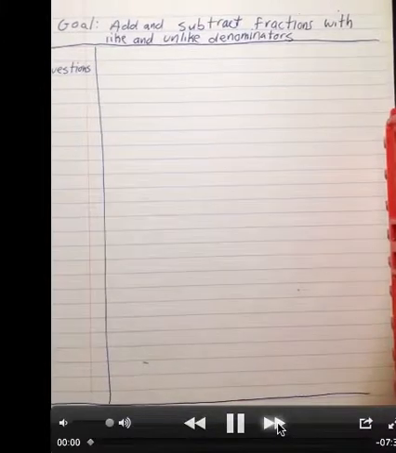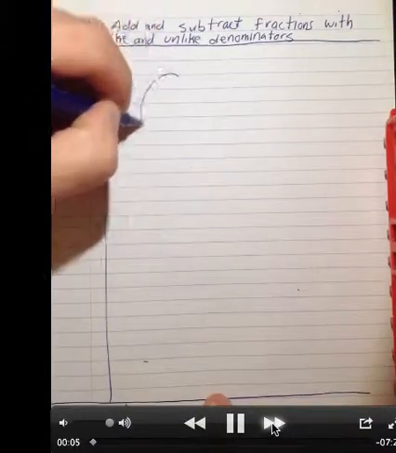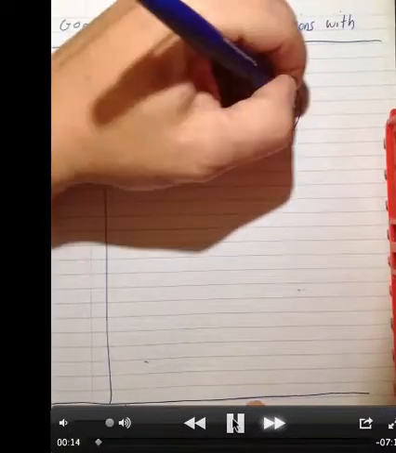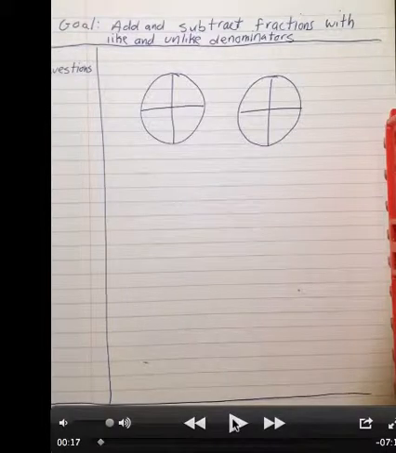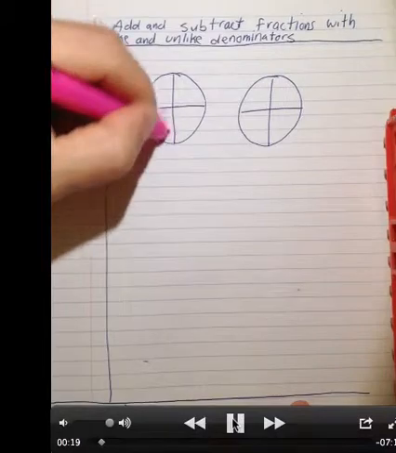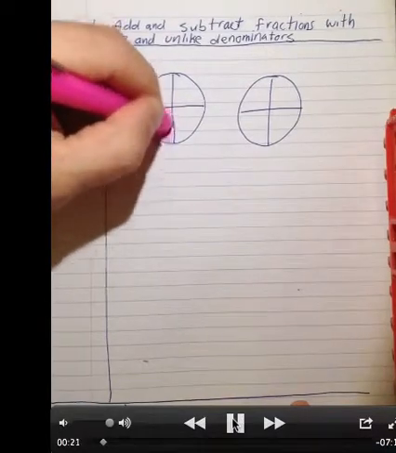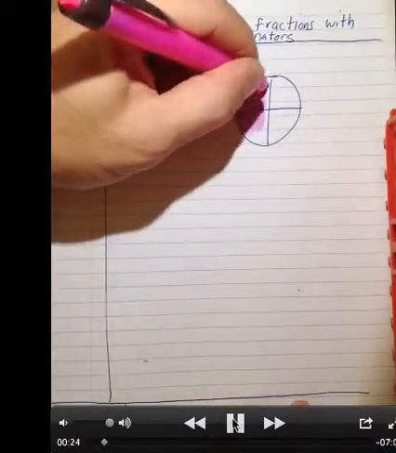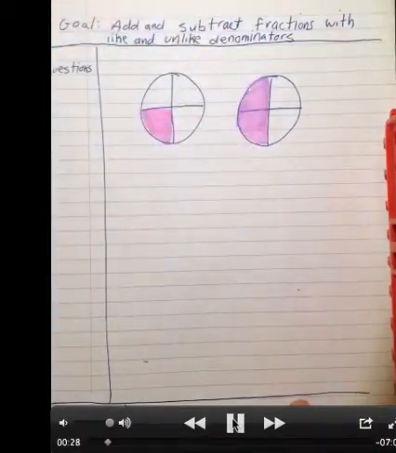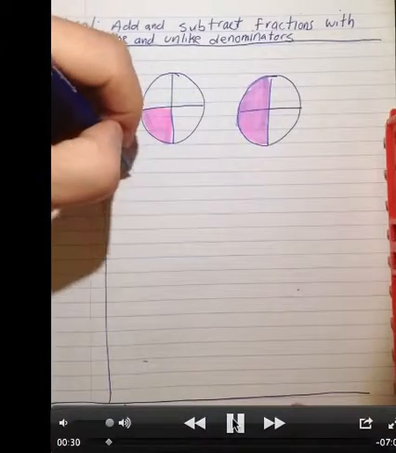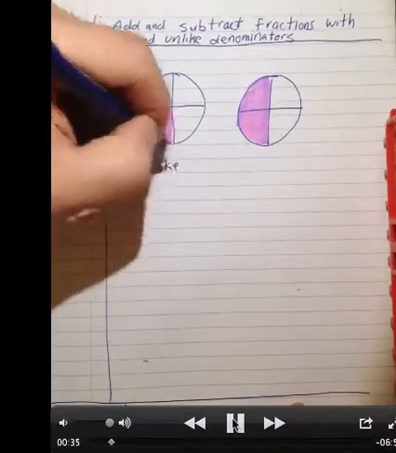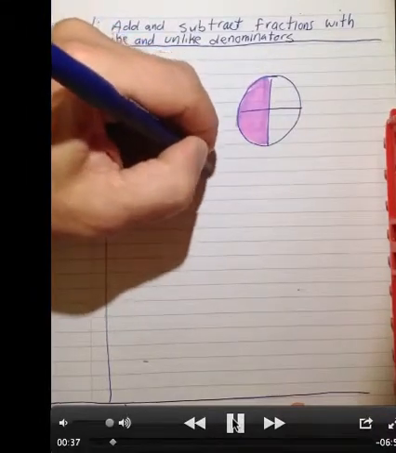So we're going to start by drawing a picture of a whole, splitting it into 4 equal parts, drawing another picture, splitting it into 4 equal parts. I'm going to shade in one section of one picture, 2 sections of the other. And just recognize that these are the same size. They're like denominators, which means that they are the same size.